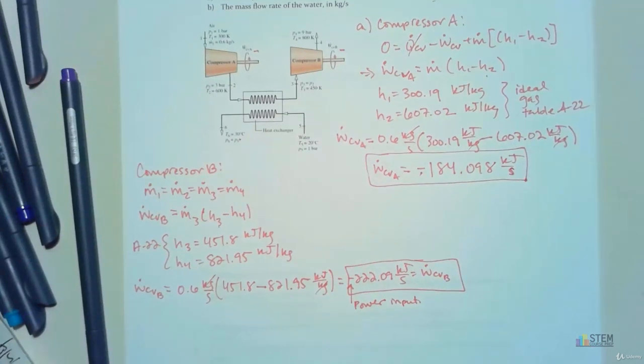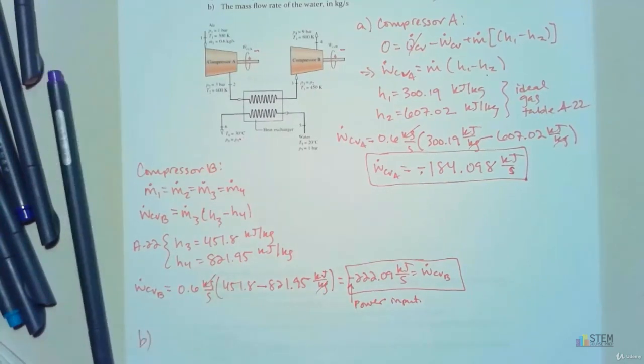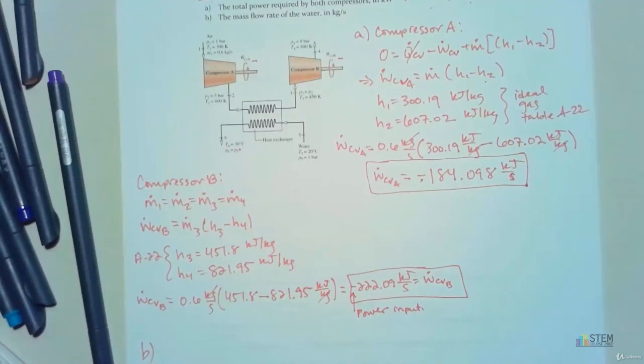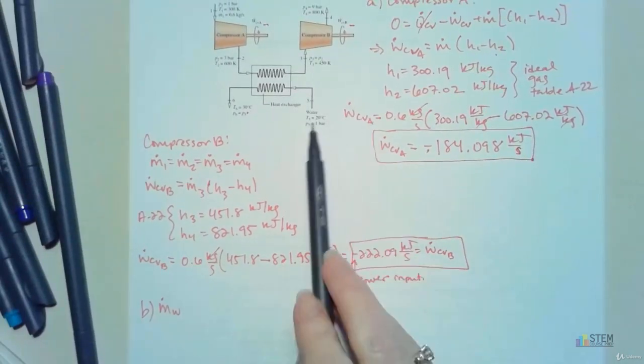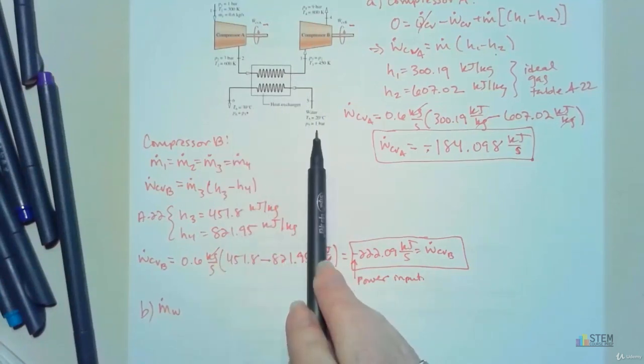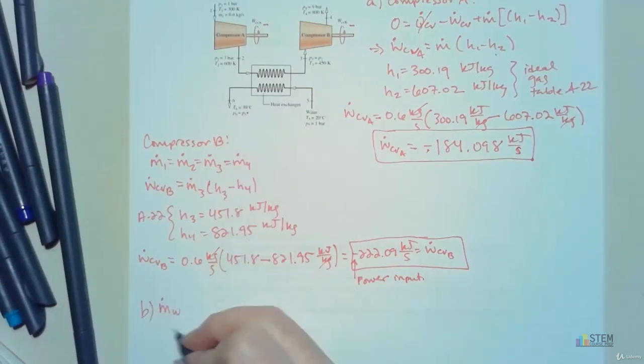All right. So pretty awesome so far, right? We already found 2 of them. Now we just need to find the mass flow rate of the water. Let's look at that part. We're almost done. So on B, we want to find M W dot. That's what we are looking for. Now here we got steady state again. So M5 dot has to equal M6 dot. Like that.